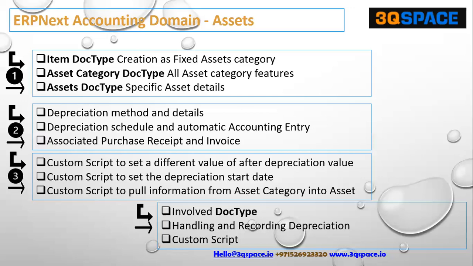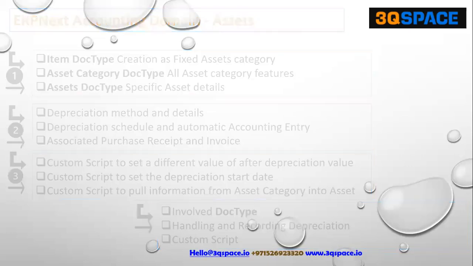Basically, to highlight the flexibility of ERP Next with respect to related feature addition using custom script, we also take up an example of two simple functionalities that can be implemented around depreciation. So overall, let's have a deep dive into the functionality of asset and how it is implemented in ERP Next.